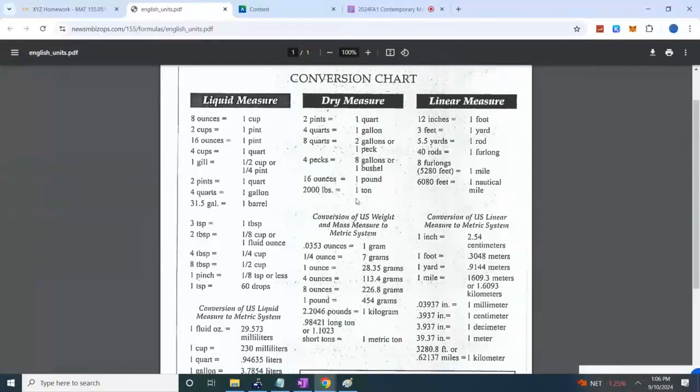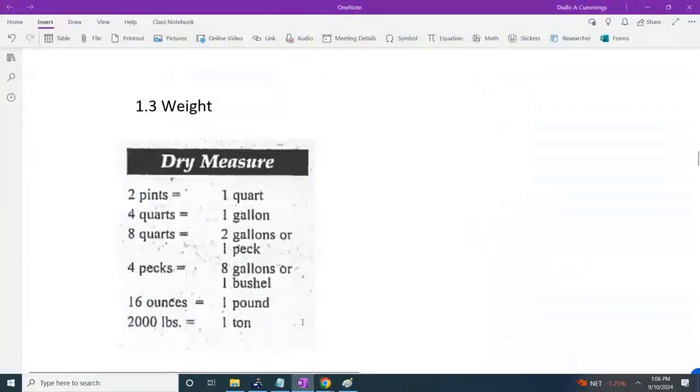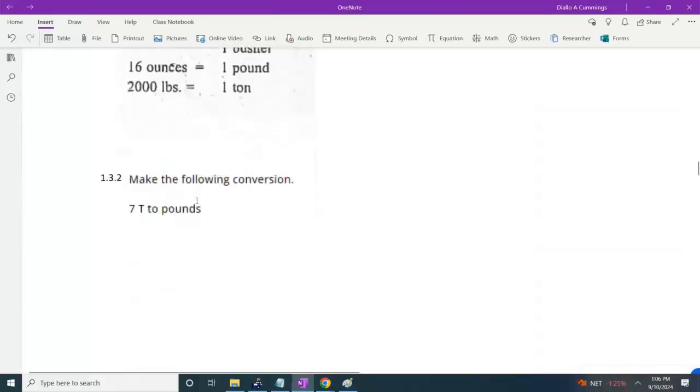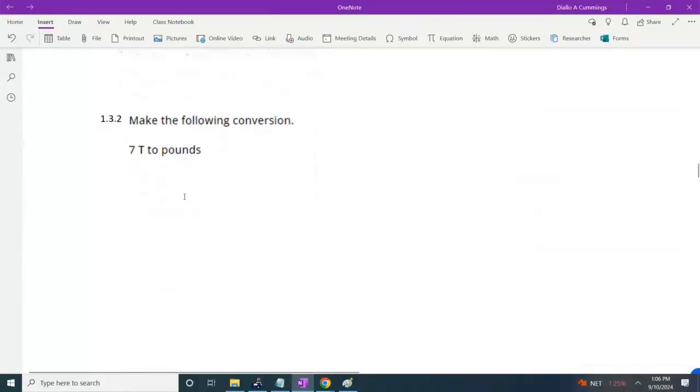I've taken the middle part of this formula sheet, and I've embedded it in the lecture notes for today. So in section 1.3, we're going to use the dry measure conversions for weight. And here are some examples that deal with that dry measure for weight. In this example, which is similar to your problem number 2 in section 1.3, we're asked to convert 7 tons to pounds.